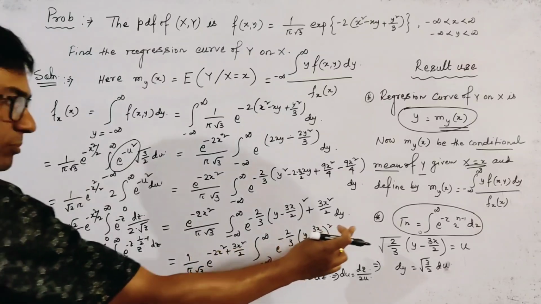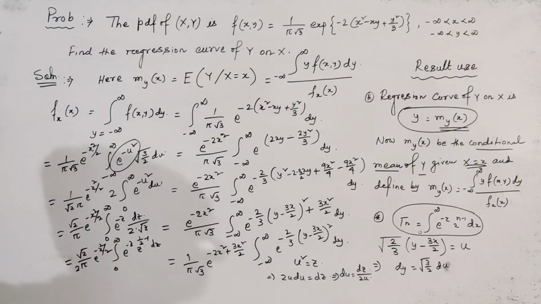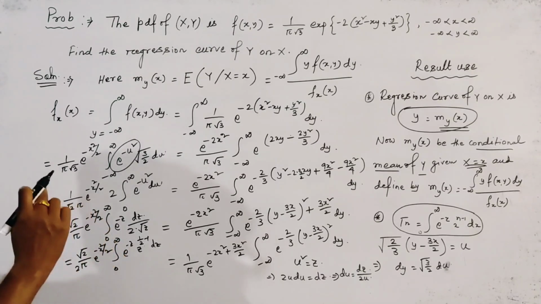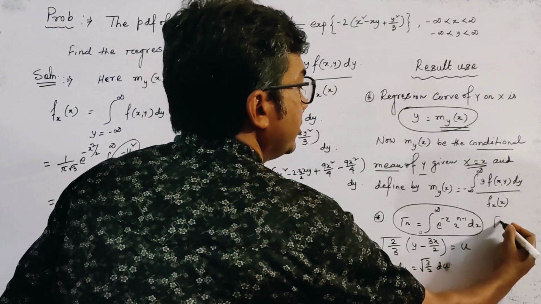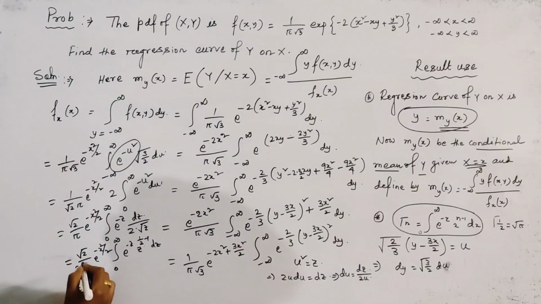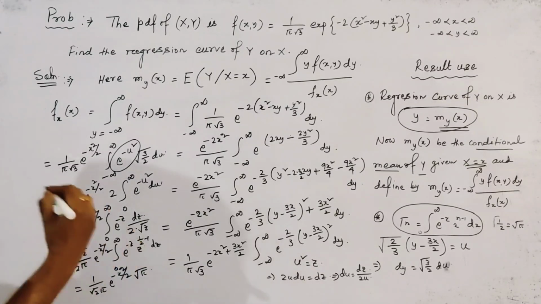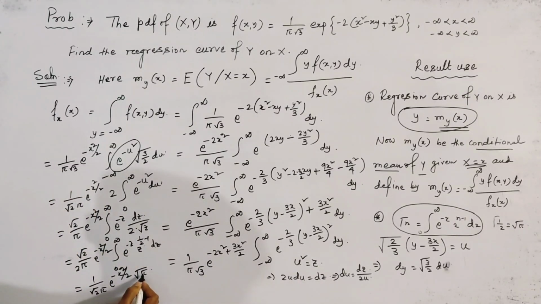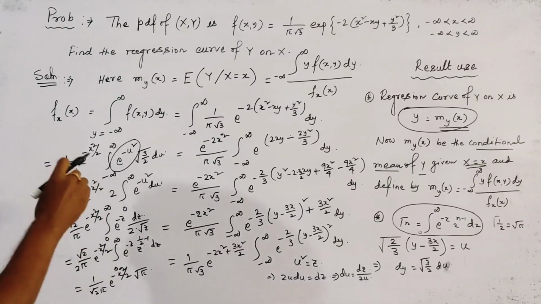So if we compare this with our required integration, this is gamma half, and gamma half means root pi. Okay, we know gamma half is root pi. So we use it directly here: this is 1 by root 2 pi, root 2 and root 2 cancel out, e to the power minus x square by 2, and this is root pi. This is gamma half, so this is root pi, and root pi cancels out, so we get the marginal PDF.